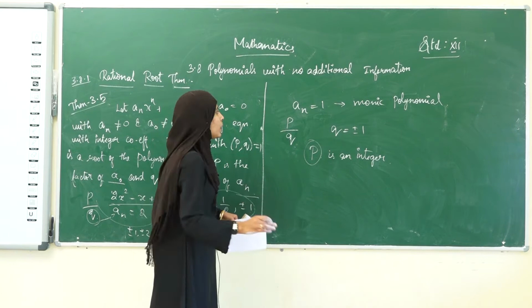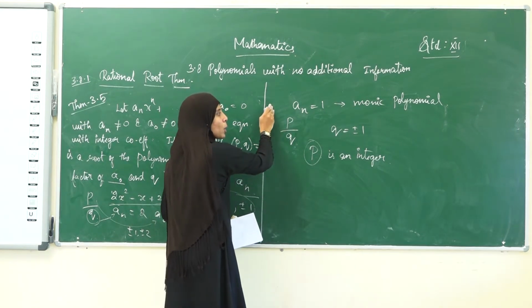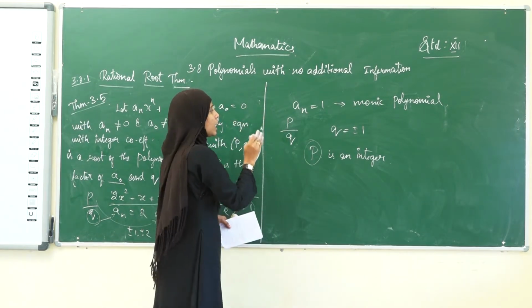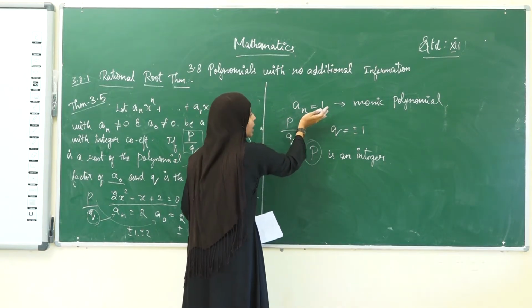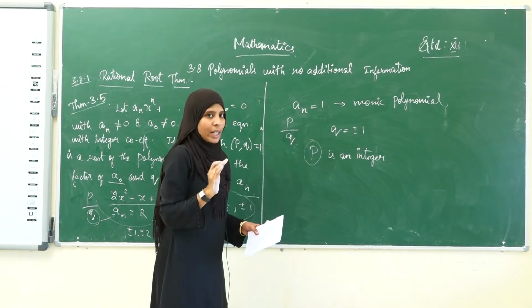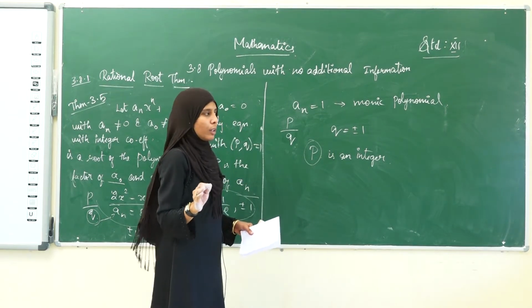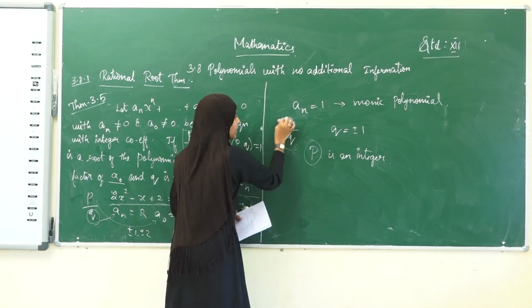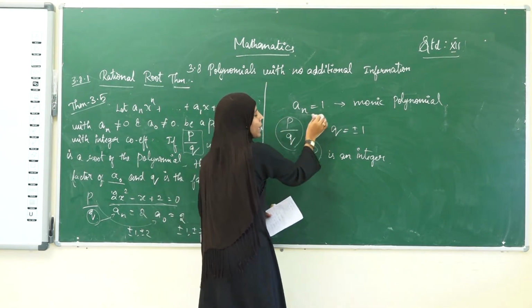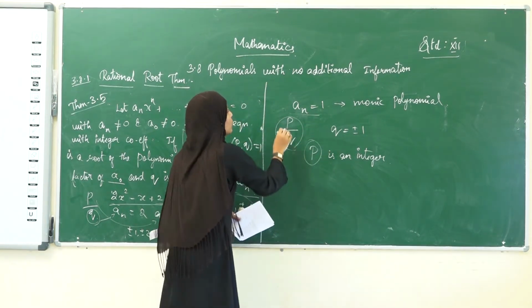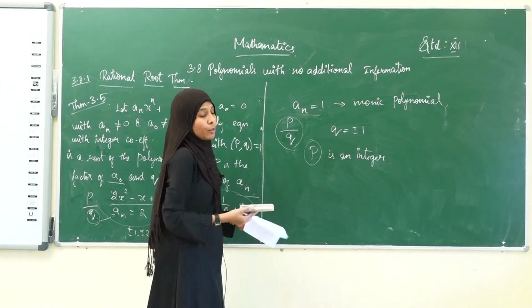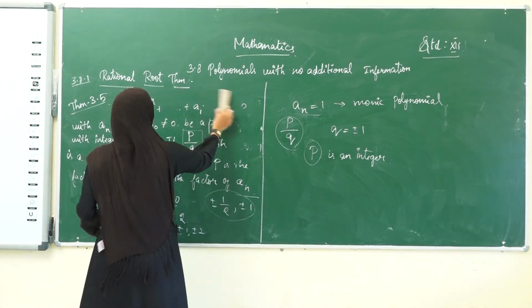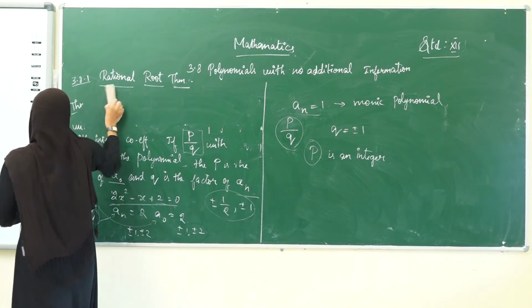Therefore, they have concluded that if the given polynomial is a monic polynomial, that is, the leading coefficient is 1, then the root cannot be in the form of a rational number. It cannot be a fraction like this. When we have to solve a monic polynomial, the roots cannot be in the form of fractions. Sorry, the rational roots can only be integers. Okay, now let us move on to the next thing.